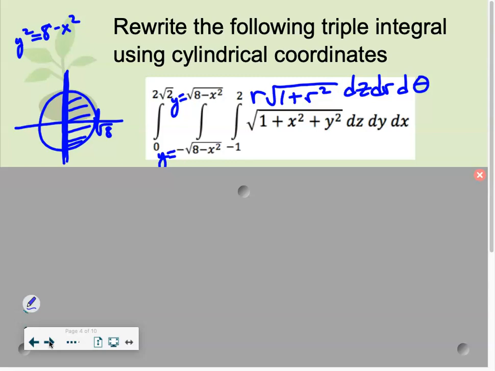So anyway, if y goes from negative root 8 minus x squared to positive root 8 minus x squared, and x goes from 0 to 2 root 2, does everyone see why that's the semicircle?